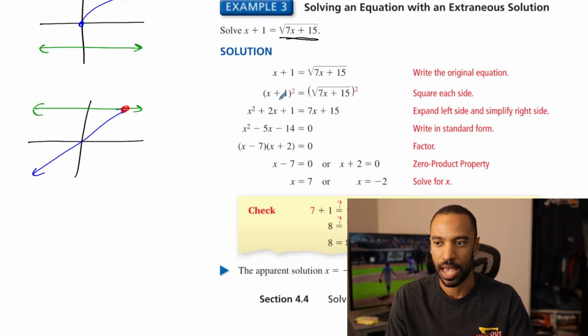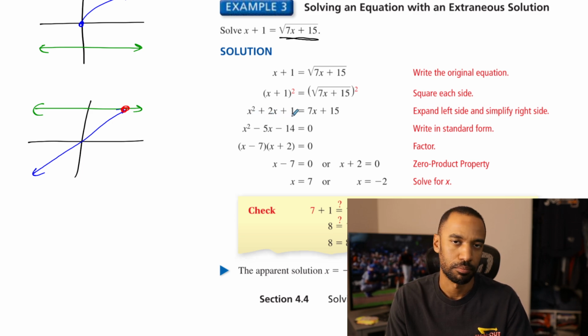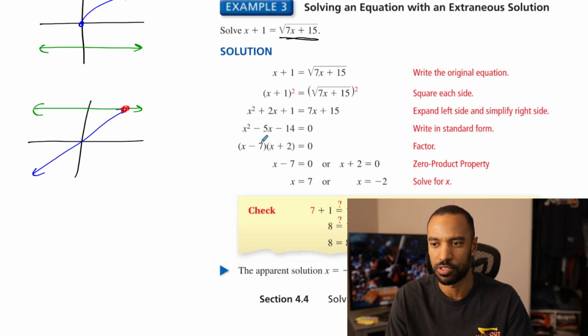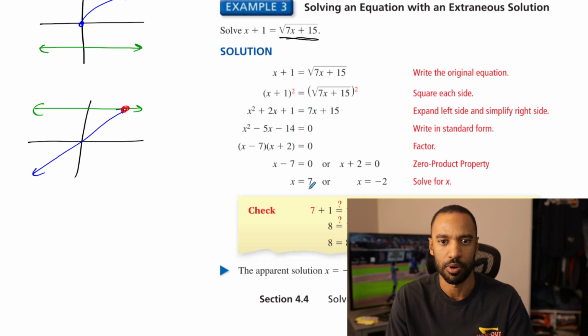When you square this side, this linear becomes a quadratic. Remember, it's a special perfect square trinomial. And then we're going to solve this quadratic. You subtract 7x and 15. It looks like you factor down and solve using the zero product property. You get x equals 7 and x equals negative 2.